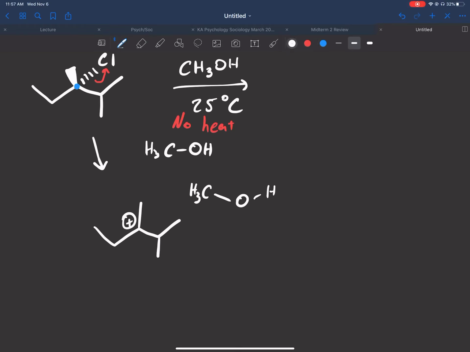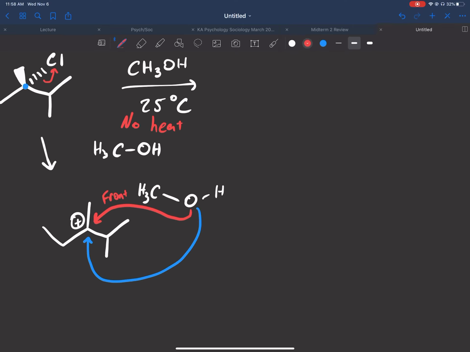Now, the key thing to watch out for on carbocations, remember I said that they're planar, right? So they're flat. So this nucleophile can attack from either the front or the back. No one can really tell which one it'll be. So it can attack front or it can attack the back. So we're going to get two possibilities.